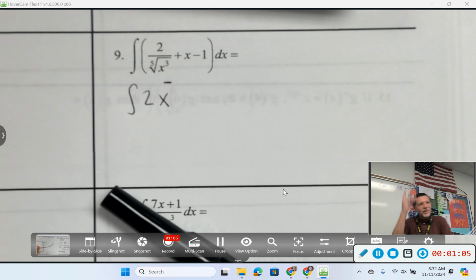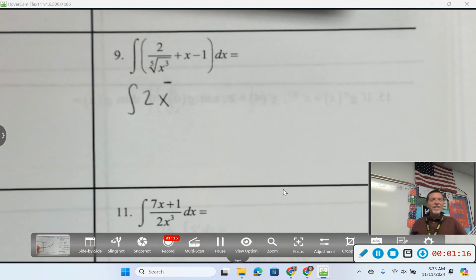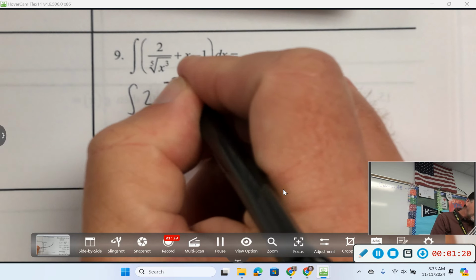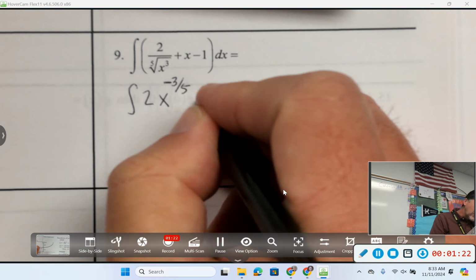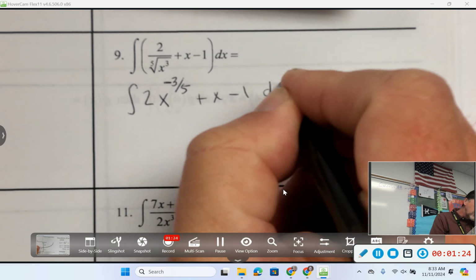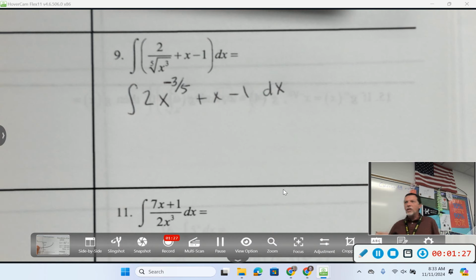You guys don't know the little picture, right? The flower power grows on top, and the root grows underneath. Flower power, root. So which one's in the top? 3. The power's in the top, the root's in the bottom. So x to the negative 3/5 plus x minus 1. dx means which variable are we looking at to antiderivative with?